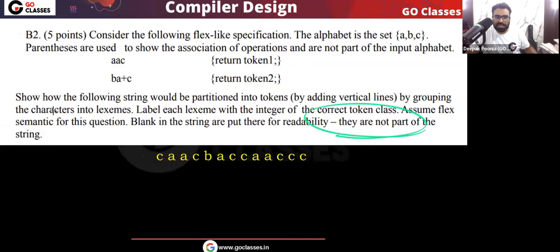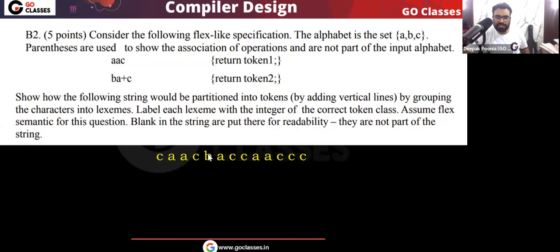These are not part of the string. In the string you don't have any blanks. These are just for readability. Without blanks, if I write it, it will not be readable. So just for readability we have put blanks here, but these are not part of the string, or you can assume that there is no blank here.